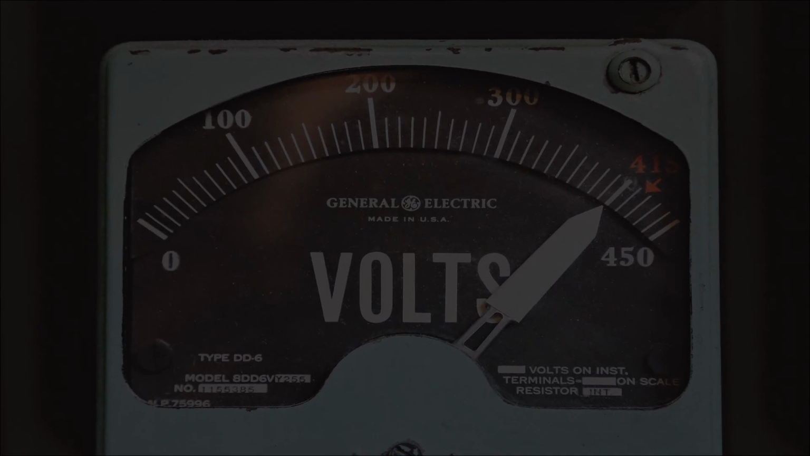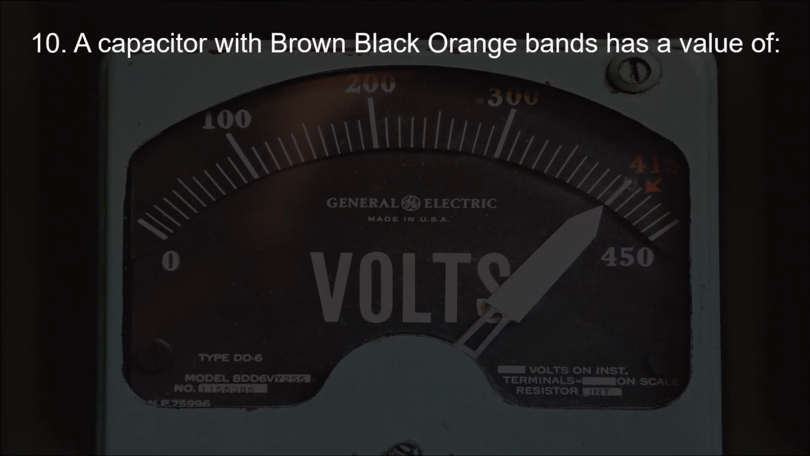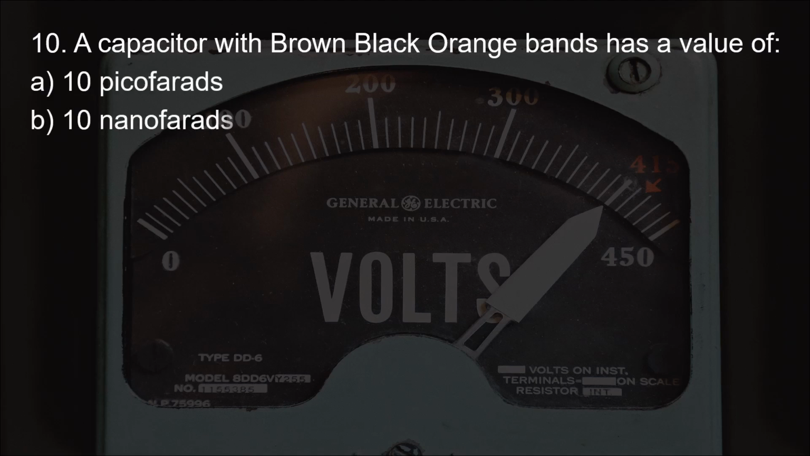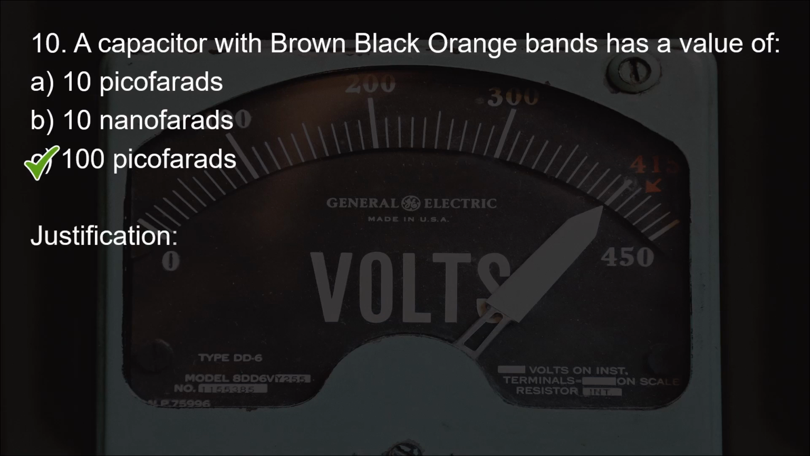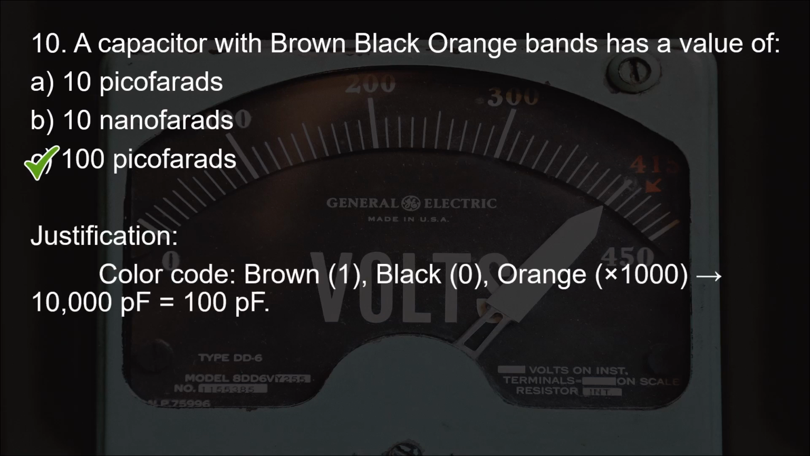Question 10. A capacitor with brown, black, and orange bands has a value of A. 10 picofarads. B. 10 nanofarads. C. 100 picofarads. Justification. Color code: brown 1, black 0, orange times 1000, 10,000 pF equals 100 pF.